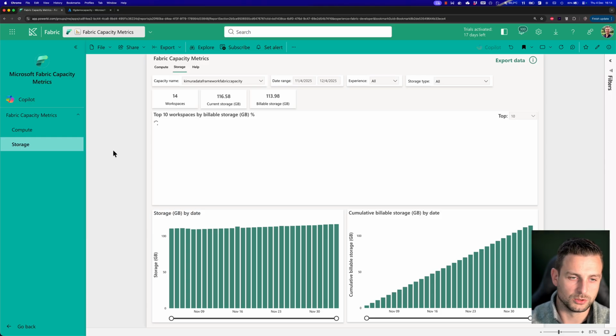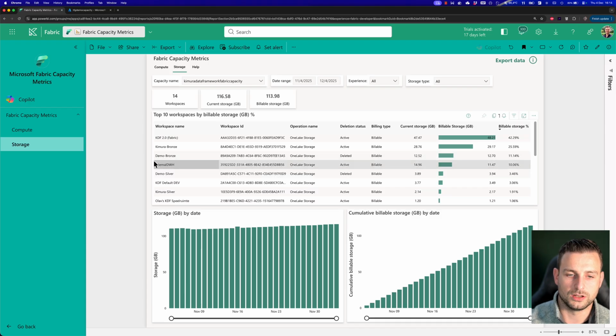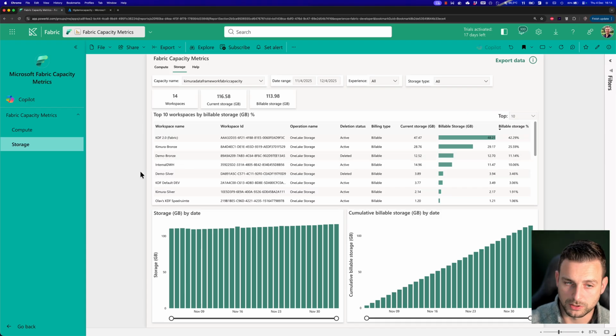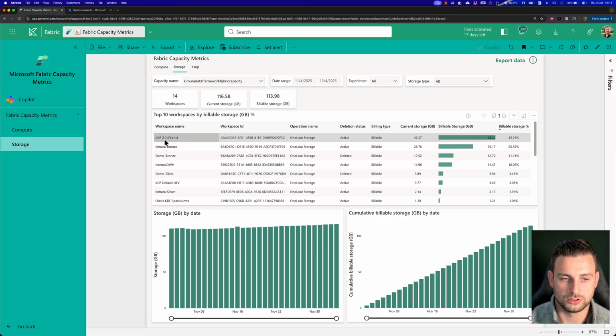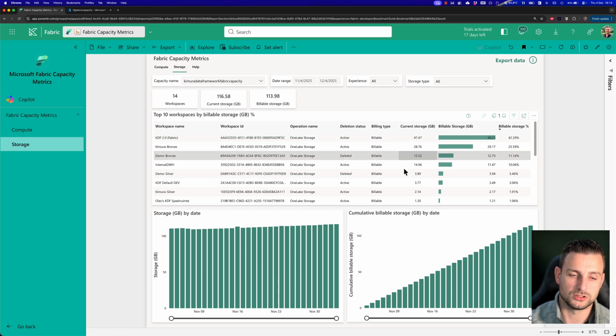So the storage page will tell you the number of workspaces that this capacity is running in, the storage that is happening inside those workspaces, and the billable storage, because you can have billable and non-billable storage. It will show you the billable storage. The table up top here will give us the top 10 workspaces by billable storage. As you can see here, the KDF 2.0 Fabric workspace is actually consuming 47 gigabytes of billable storage, and that sounds like a lot.